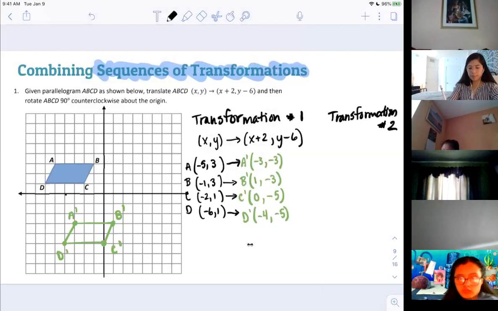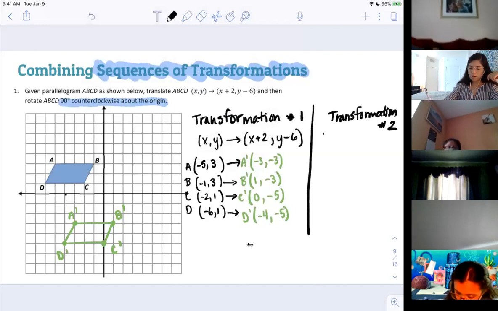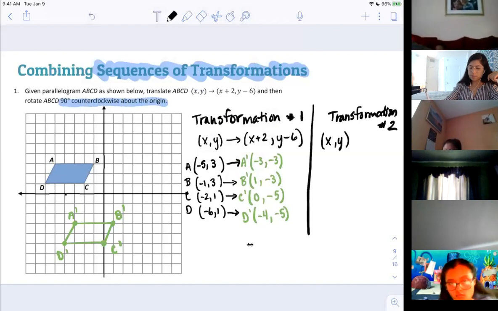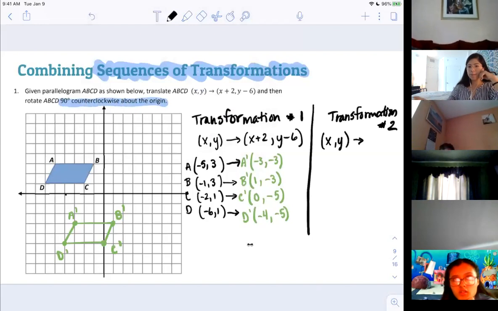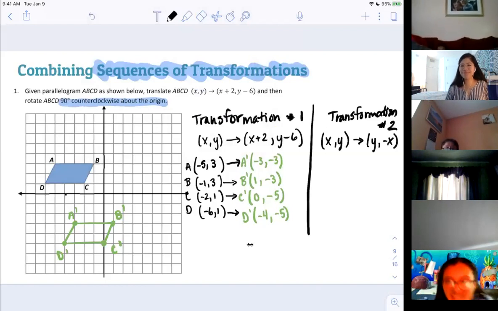Transformation number 2, based on my problem, is a 90-degree counterclockwise rotation about the origin, right? So what are my rules? You should already know them because we memorized them. What is my rule for a counterclockwise 90 degrees? This was from yesterday. Positive y, comma, negative x. Good, nice job. Yay! Good job. See, you already started, you know.